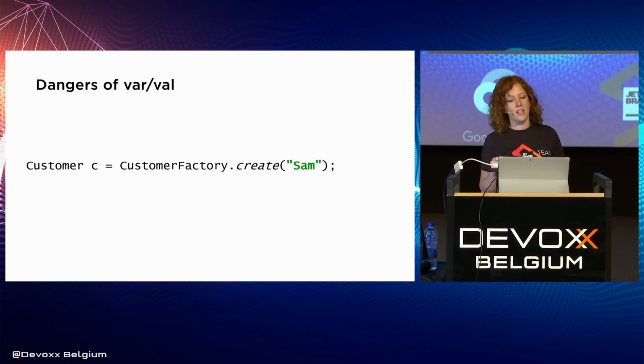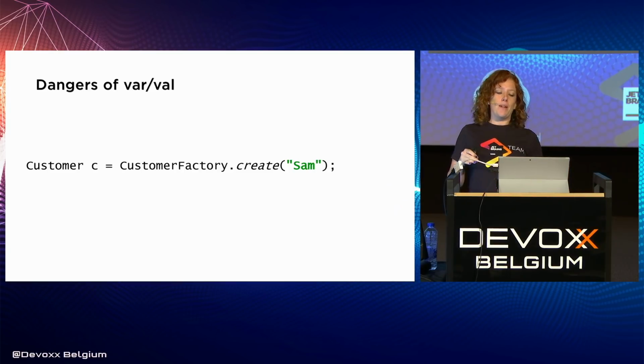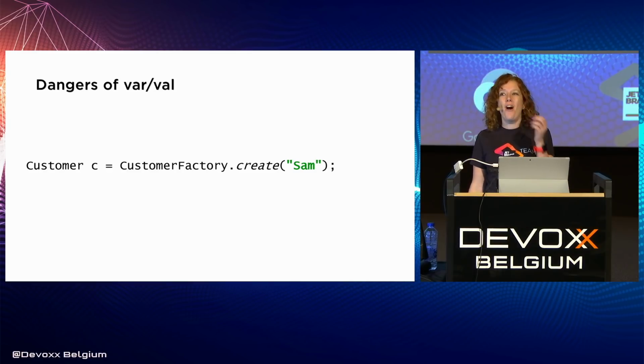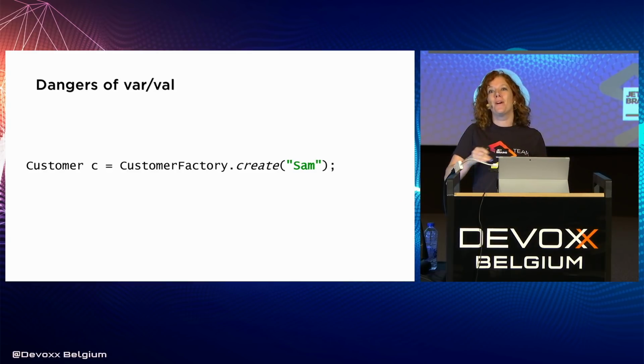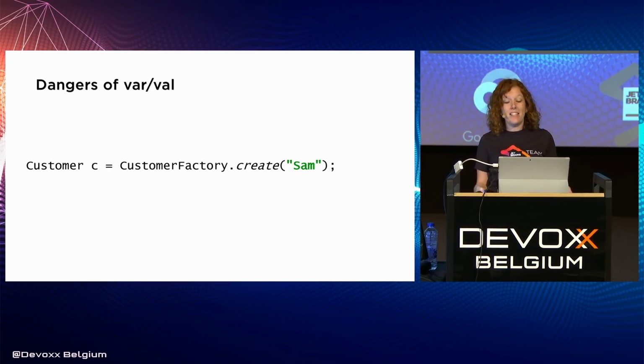Let's say you have code like this, a customer with a variable name of C, because, you've worked with code like this where you're like, how hard would it have been to type the full word customer for this variable name? But, C, because letters are expensive.